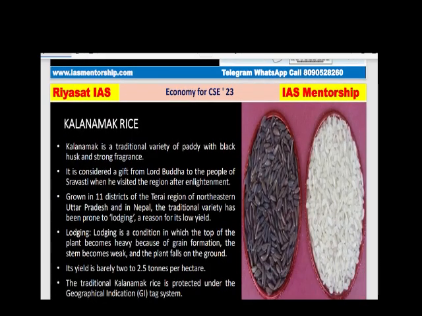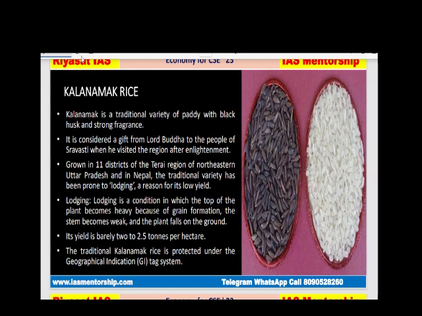Understood? Okay. Next, very important, that is your Kala Namak rice. You can see two types of rice. This is your Kala Namak rice. Basically, it's a traditional variety of paddy with black husk and strong fragrance. Clear?